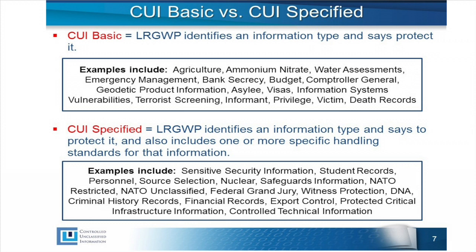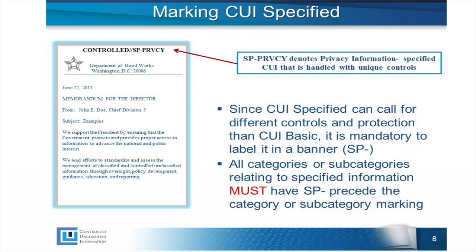Since CUI Specified has slightly different controls than CUI Basic, it must be denoted in a CUI banner marking. Therefore, all categories or subcategories that are specified must be listed in the banner marking with an SP- preceding its acronym. The categories and subcategories are separated in the banner marking from the control marking with a double /. One can find out if CUI is specified using the CUI registry. Additionally, once an agency undergoes training, they will often be taught what specified categories they are most likely to use when marking a document.